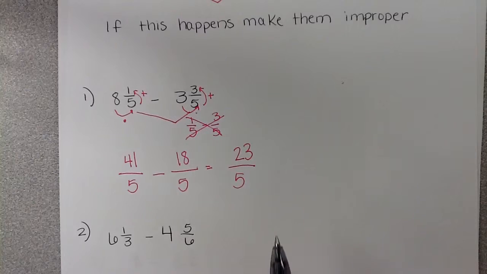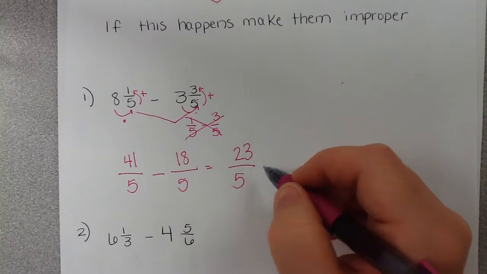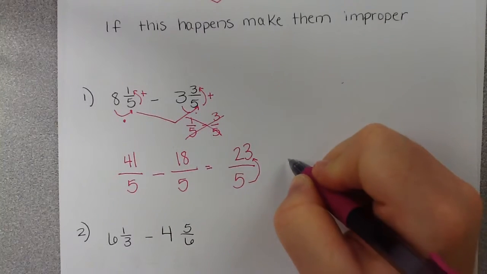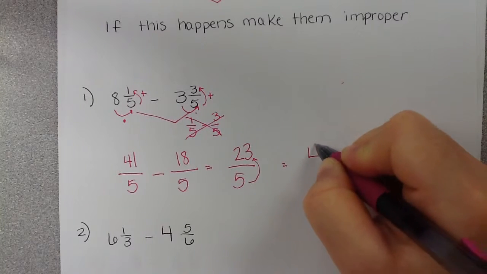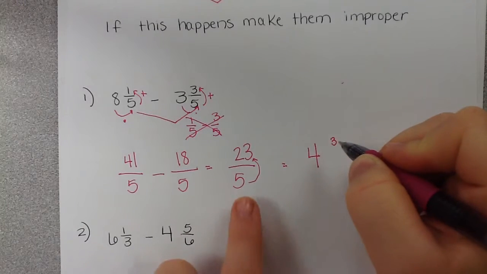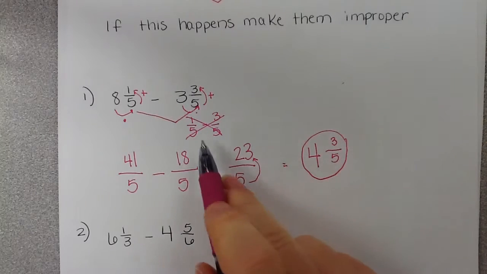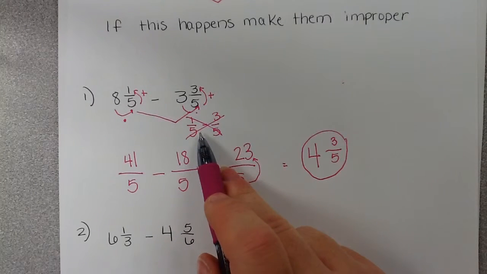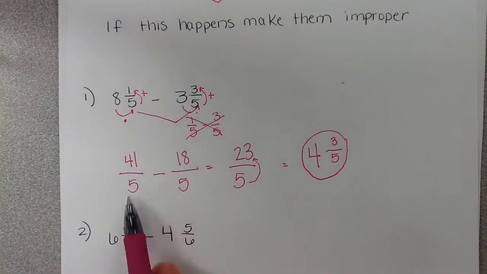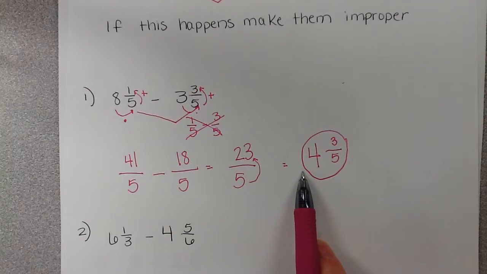We know that this is improper, so I'm going to have to make it a mixed number now. Our final answer cannot have too big of a numerator. So 5 fits into 23 4 times, which is 20. So how many are left over? 3/5 are left over. So if you cannot subtract the fraction parts of a mixed number without getting a negative, make them both improper, subtract, and get your answer. Nice job.